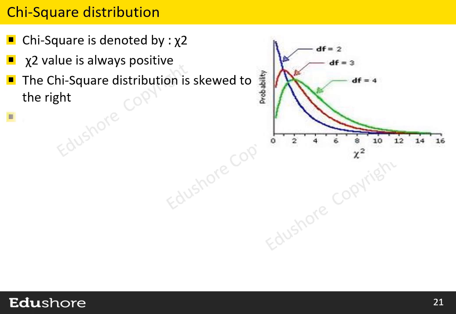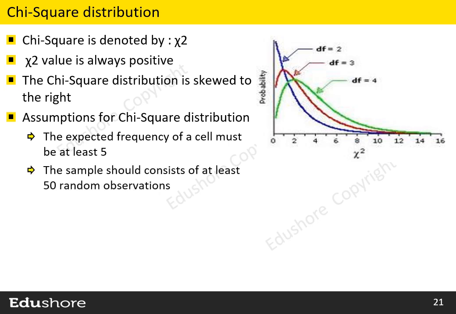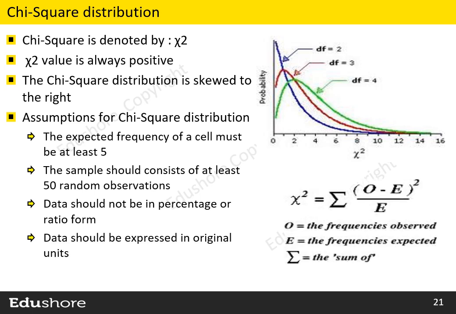Here are the assumptions for chi-square distribution. The expected frequency of a cell must be at least 5. The sample should consist of at least 50 random observations. Data should not be in percentage or ratio form. Data should be expressed in original units. Here is the formula for chi-square value.